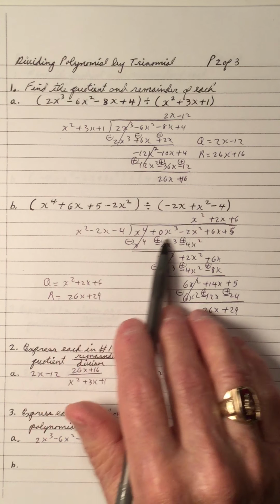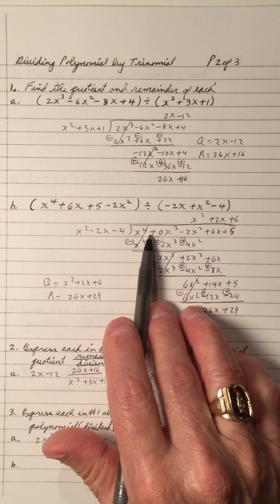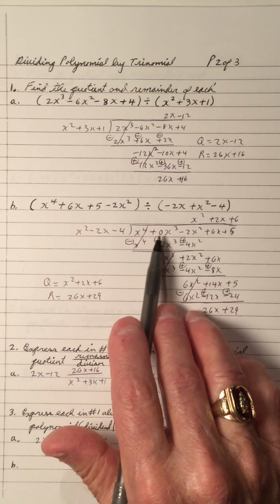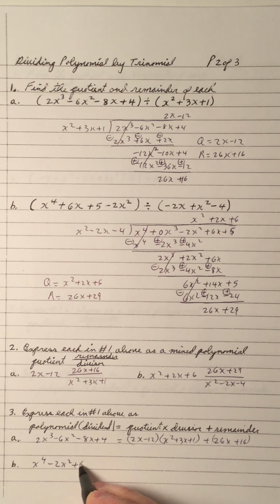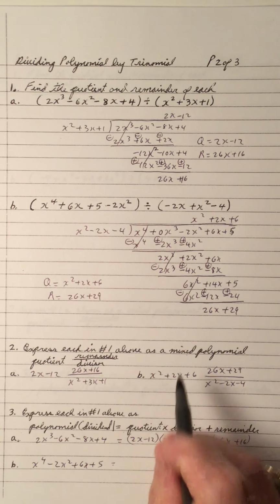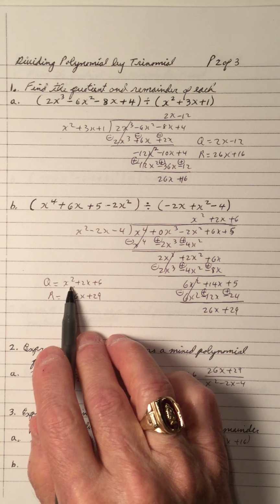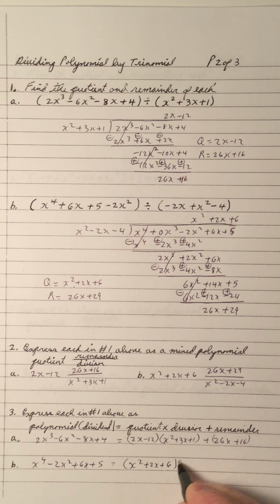And B is this one. I'm going to look in here to get this in the right order. So here we go, writing this down: x to the 4th minus 2x squared plus 6x plus 5. That's this polynomial arranged in descending order. And my quotient is x squared plus 2x plus 6.